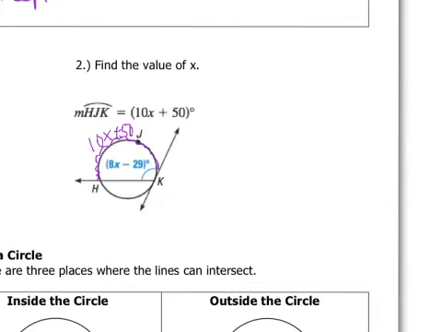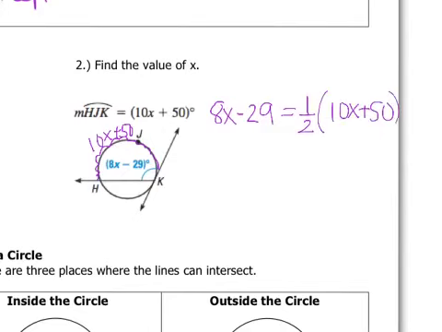So now we just have to set up the relationship. Say it with me. The angle is half of the arc. All right. We're going to write it just how we said it. The angle, which is your 8x minus 29, the angle is, in math, what? Equals 1/2 of the arc. The angle is 1/2 of the arc.